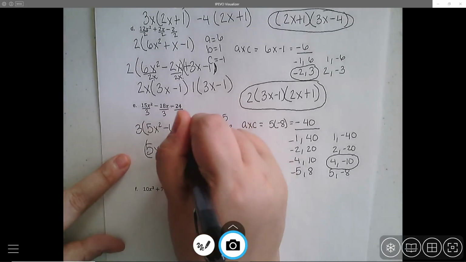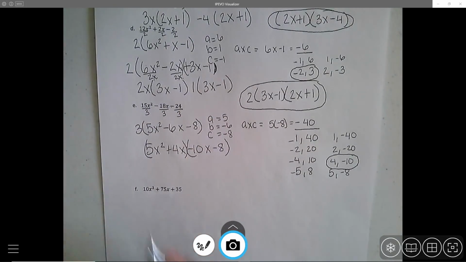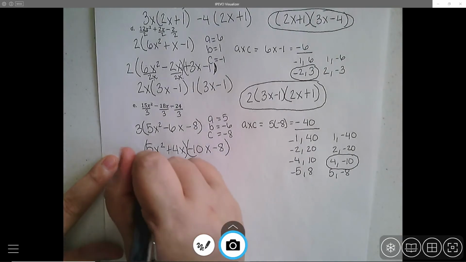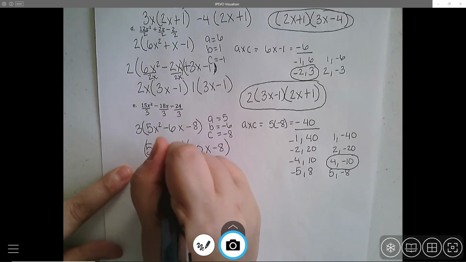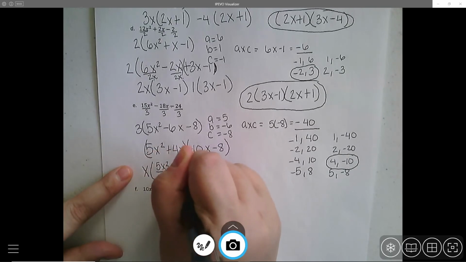Put your first 2 in parentheses. Put your last 2 in parentheses. The GCF out of 5x squared plus 4x is only an x. Okay, I like to say this is 5x squared plus 4x divided by x.